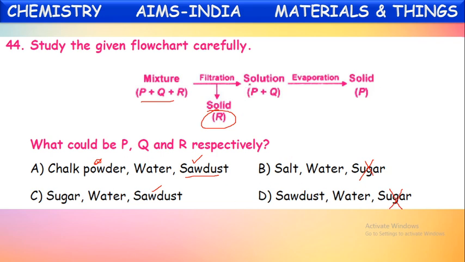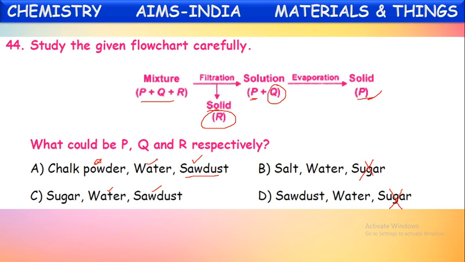Let's go to the second process. The solution of P and Q is evaporated. Solution means one of these two is a liquid and the other is a soluble solid substance. When the mixture of P and Q is evaporated, solid P remains. So which one is the evaporated liquid? Q. So Q should be an evaporable liquid. Observe these two options. What is given as Q? In both, water is given.